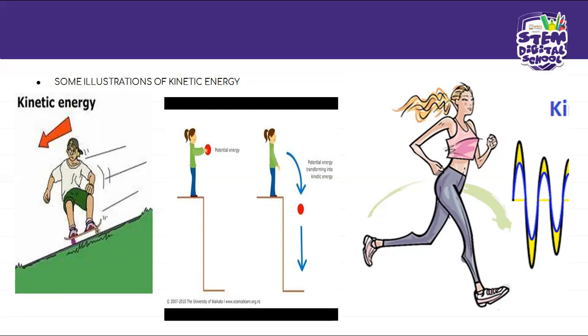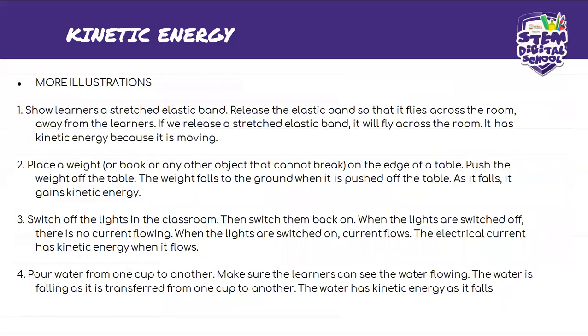We can also see this lady who is running also has kinetic energy. So these are just illustrations to show that when an object is in motion, it possesses kinetic energy. And we must also remember that an object or a body can transform from potential energy to kinetic energy, and vice versa. Okay. Now let's look at more illustrations.